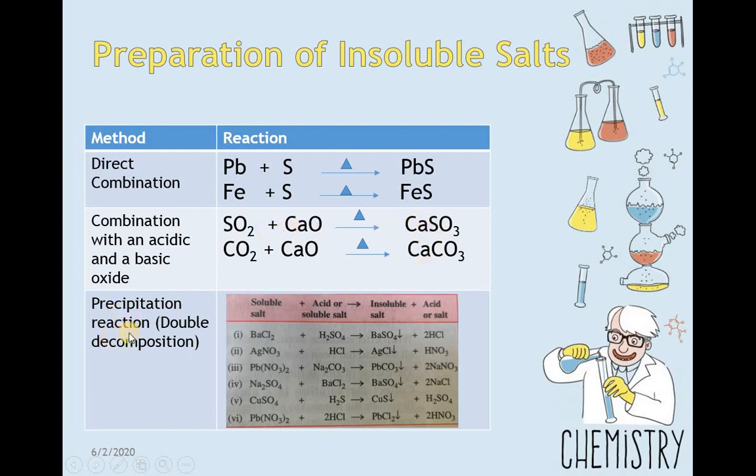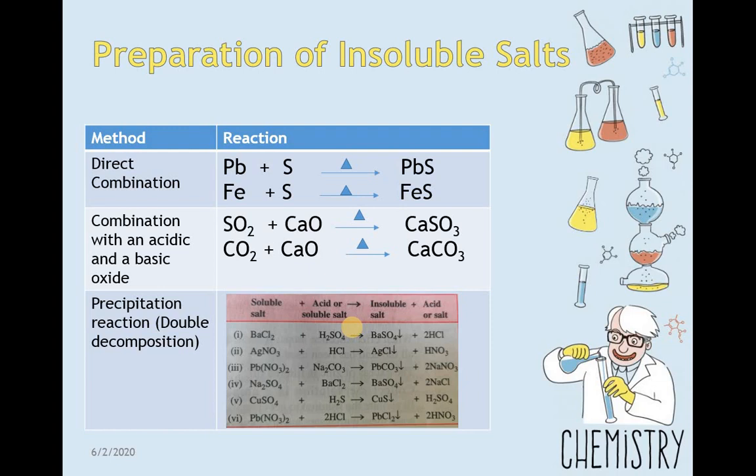Third is precipitation reaction, where it is also called the double decomposition reaction. Now double decomposition reaction is the chemical change in which two compounds in solution react to form two other compounds by the mutual exchange of radicals. You can see here a solid precipitate is formed as a result of the reaction.